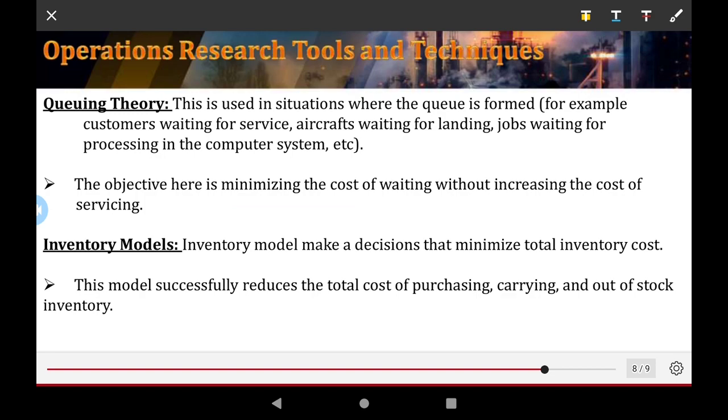इन्वेंट्री मॉडल मेक्स द डिसीजन्स। ओके, हमें डिसीजन मेकिंग में इन्वेंट्री मॉडल की रिक्वायरमेंट पड़ती है, that minimizes the total inventory cost. ओके, हमें अपने प्रोजेक्ट की टोटल इन्वेंट्री कास्ट को मिनिमाइज करना होगा। तो कैसे करेंगे मिनिमाइज? This model successfully reduces the total cost, हमें टोटल कास्ट को रिड्यूस करना होगा, and the model successfully reduces the total cost of purchasing.